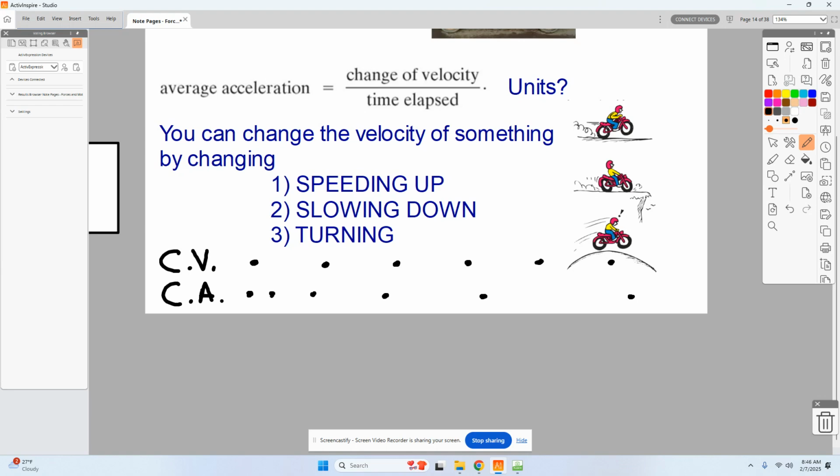One of those things has balanced forces. Balanced forces are described by Newton's first law. Which one would have balanced forces? The constant velocity. One of those things requires unbalanced forces, and unbalanced forces cause changes in motion. The CA car would have unbalanced forces. Those unbalanced forces are causing it to change its motion.